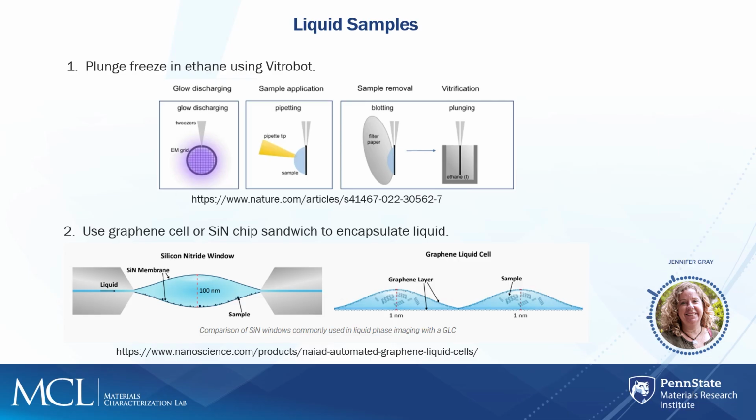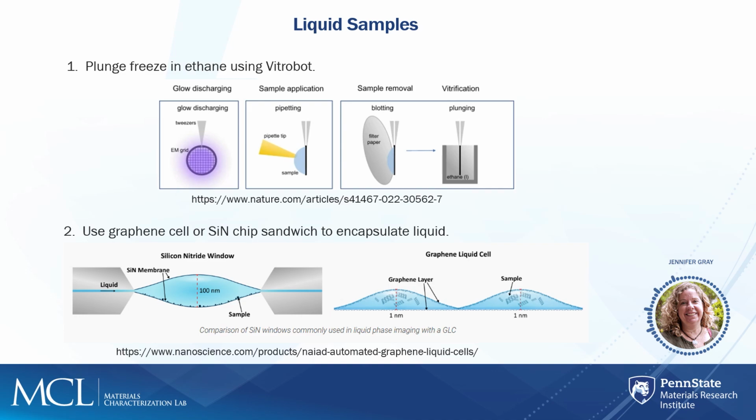Another way is to try to image the liquid directly as long as we can protect it from the vacuum of the microscope. And again, there's a couple ways that people do this. One is to use silicon nitride chips to basically sandwich the liquid between two chips and use a special holder that's designed to be able to use these chips to image with. So basically your windows are so thin that they're electron beam transparent. And so the beam is able to travel through the silicon nitride barrier, through your sample, and out the other side of the second silicon nitride window.